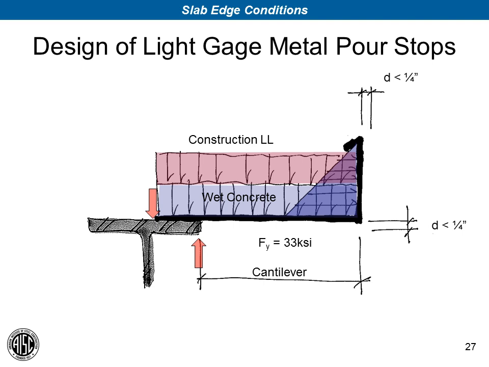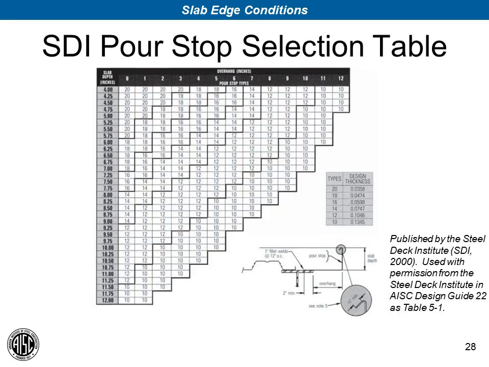When we design light gauge metal pour stops, we typically need to consider the wet load of the concrete, the construction live load, and the cantilever beyond the flange tip. We could go about doing the calculations for this, or better yet, we could go and look at the Steel Deck Institute's Pour Stop Selection Guide, which we've reprinted for you in AISC Design Guide 22 with SDI's permission.